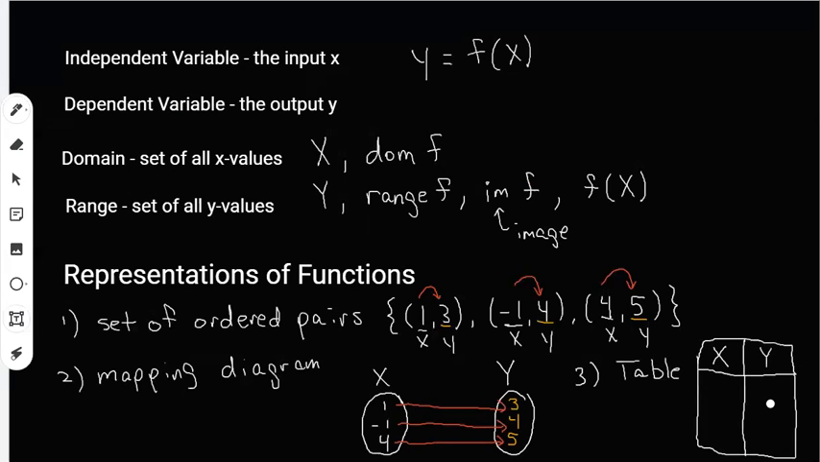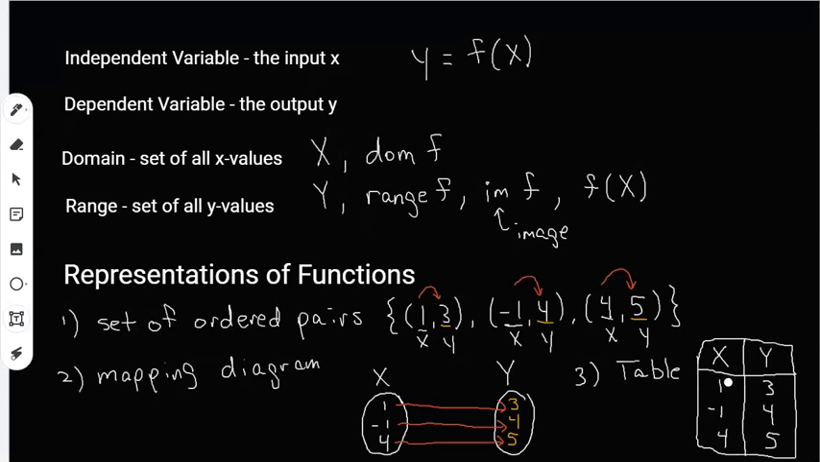And then I'm going to take all the x values and I'm going to put them on the left side. So all the x values, what are those? Well, I need 1, I need -1, and I need 4, right? So I'm going to have 1, -1, and 4. I'm just taking all the x values from this bubble and I'm putting them in this column, right? And then I'm going to take all the y values from this bubble right here and I'm going to put them in the y column. So across from 1, I'm going to put 3. Across from -1, I'm going to put 4. And then across from 4, I'm going to put 5.